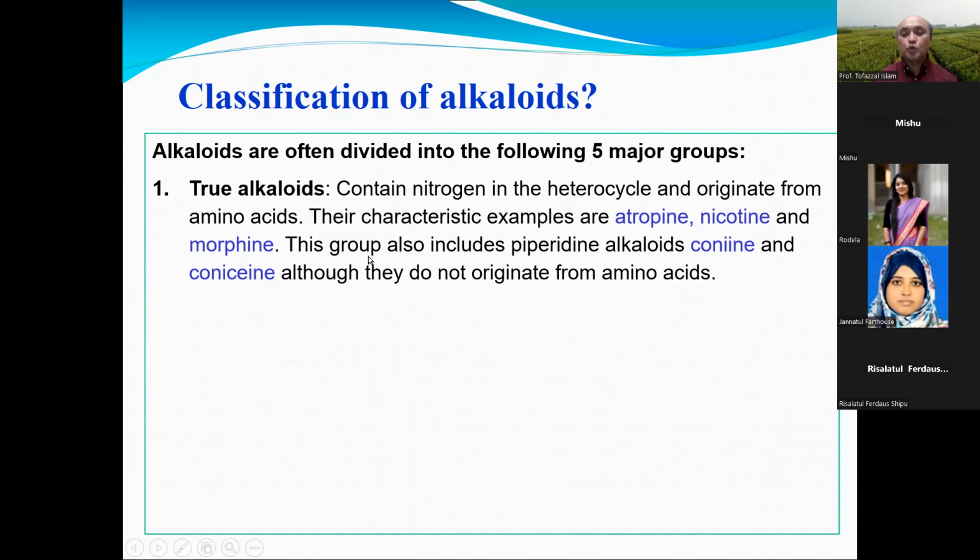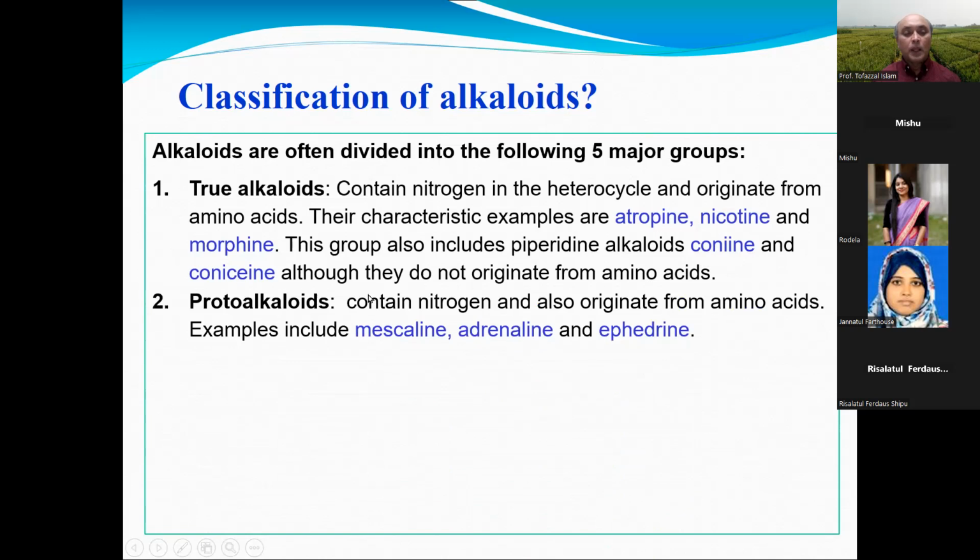This group also includes piperidine alkaloids, for example, coniine and conicine. Coniine, very famous, which is also known as hemlock, is a very poisonous alkaloid, and conicine, although they do not originate from the amino acid. But the second group, protoalkaloids, they contain nitrogen and also originate from the amino acids. And they are like mescaline, adrenaline, or ephedrine.